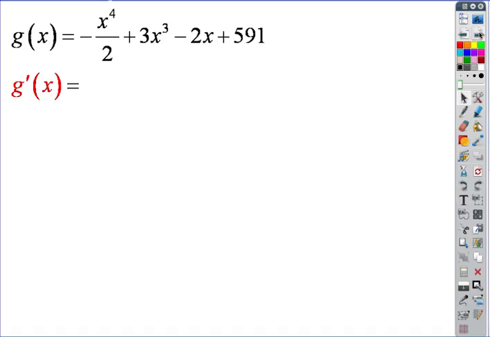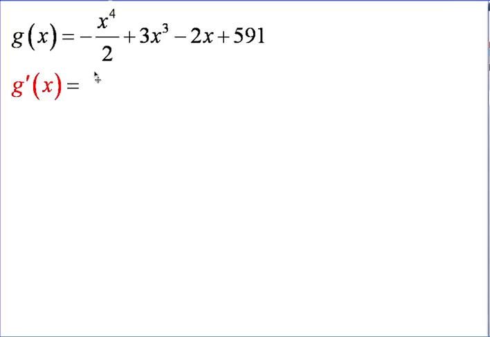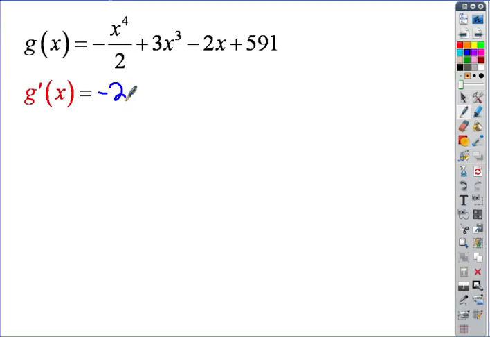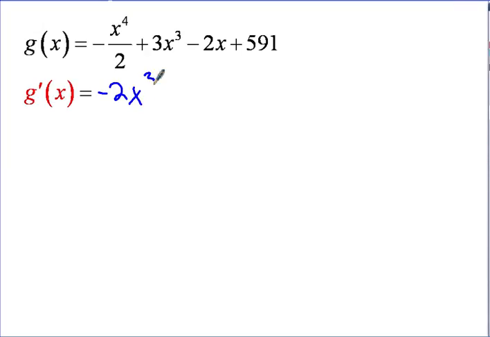So then what's this first one going to end up being? The derivative of the first term. Negative 2x to the third. Okay, so I'm going to bring the 4 down and get negative 4 over 2, which is just negative 2x to the third, right? What about the next term? That next variable. Negative 2. Good. Because the derivative of x is just 1, and then the derivative of the constant is 0, so that's it. That's cool. Okay.